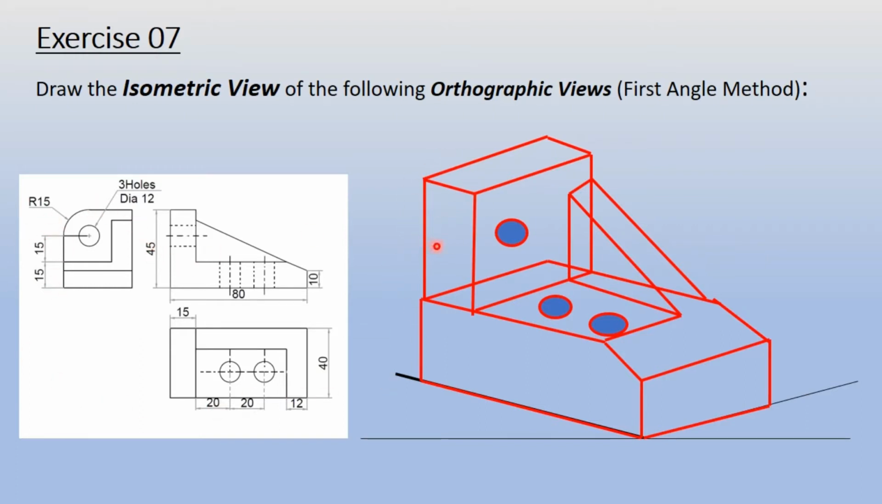When you view it from the right hand side, you can form this L shape here, and this is only one line, and these three holes are visible. Two holes are visible from the top, and one hole from the right hand side view. So we will see now how to draw this.